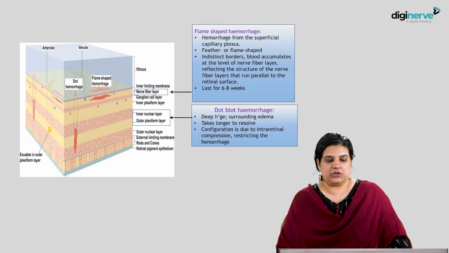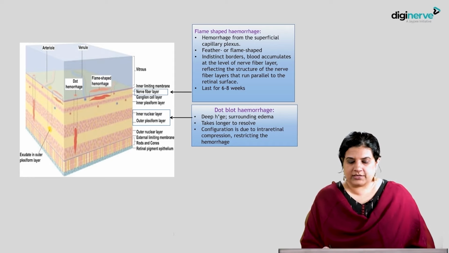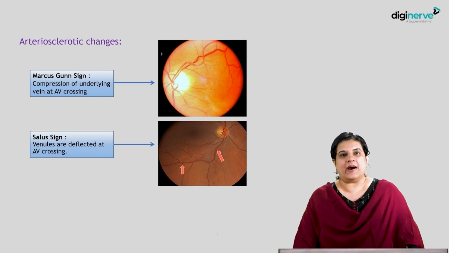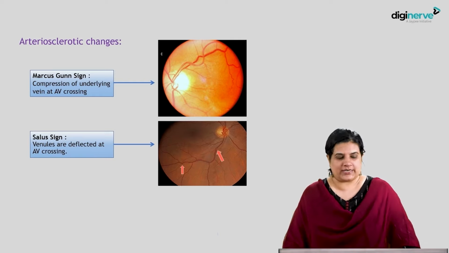Their configuration is also due to intraretinal compression. So in the inner nuclear or outer plexiform layer, we have dot or blot hemorrhages, and in the nerve fiber layer, we have these feather-shaped, flame-shaped hemorrhages. Among the arteriosclerotic changes, we can have Gunn sign, which means that there is a compression of the underlying vein at the arteriovenous crossover point.